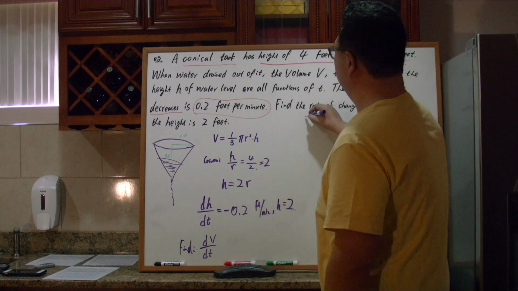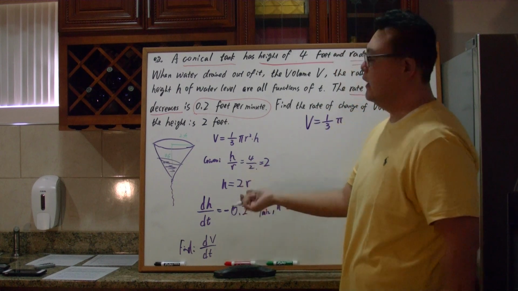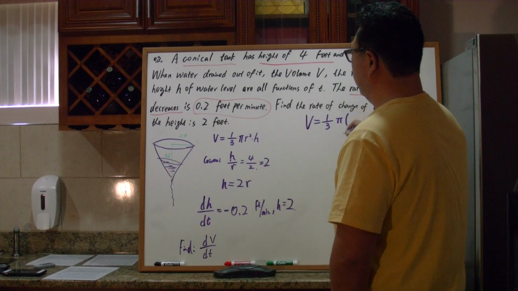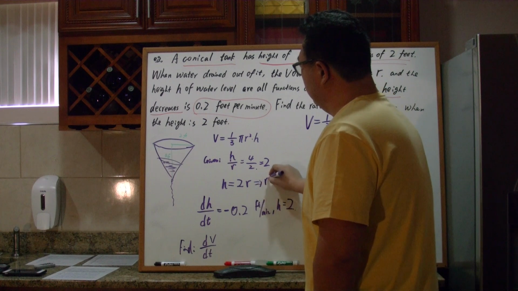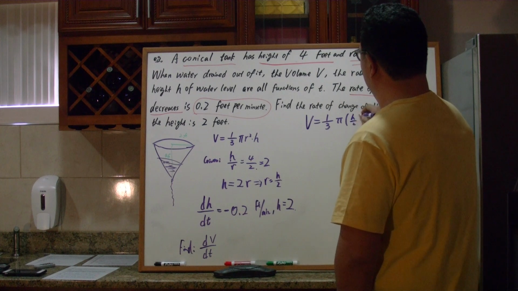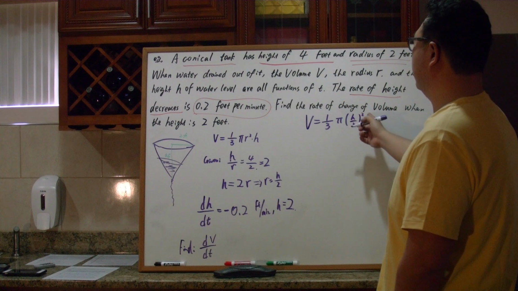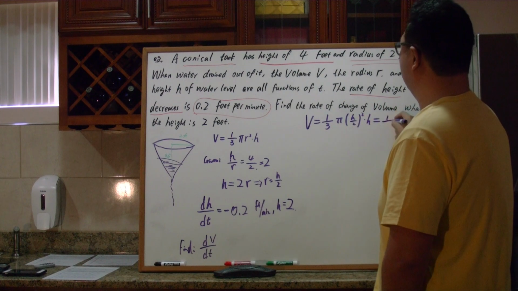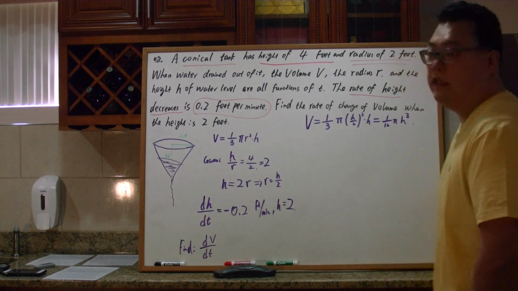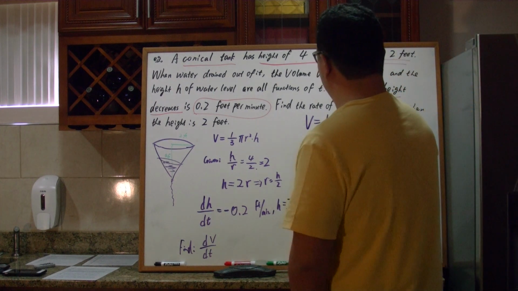So our volume can be converted to a function of height, since that's everything we care about. And we know that the radius is half of the height, which we can convert: r squared is h squared over 4. That will be V = 1/12 pi h cubed. Then we take the derivative on both sides of the equation.